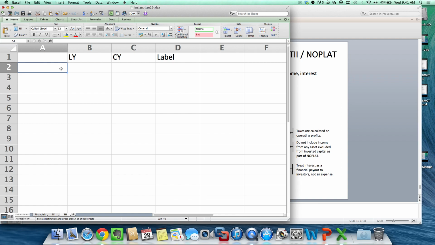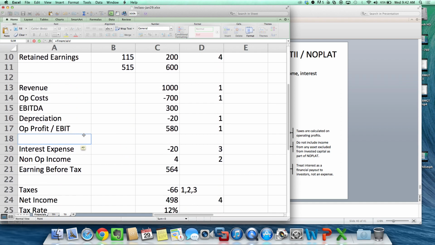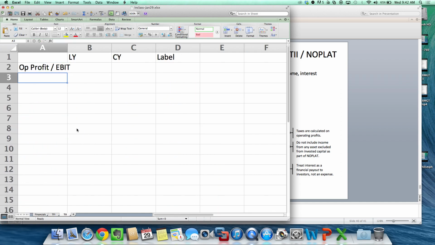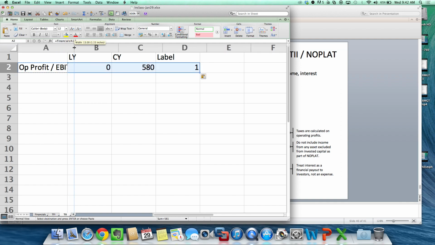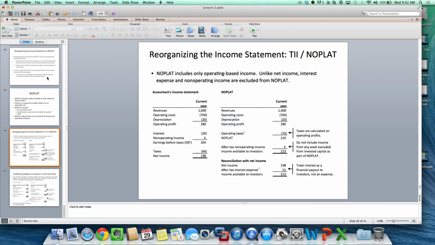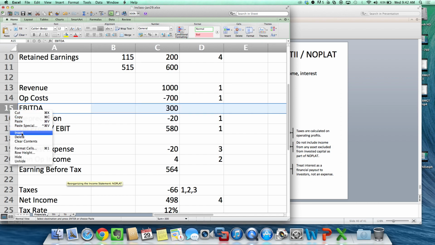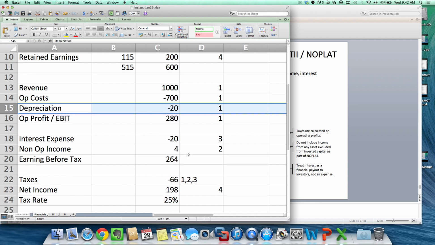So my NOPLAT is my operating income after tax, or operating profit after tax. So as I said, shortcut, I'll start with my operating profit, or EBIT. And here's where it gets a little different. If all I reported was 580, sorry, it should be 280, yeah. Let me get rid of that EBIT thing because we don't really need it. So technically it should be 280, you're right, thank you for that.